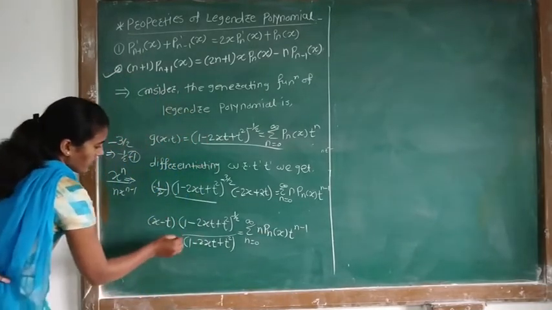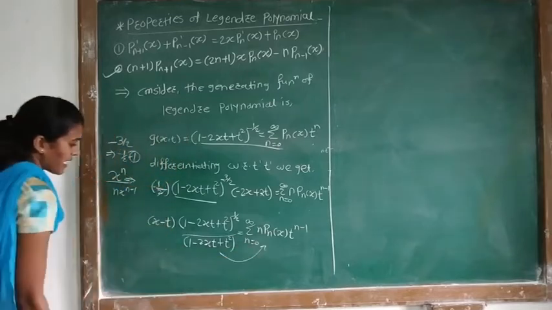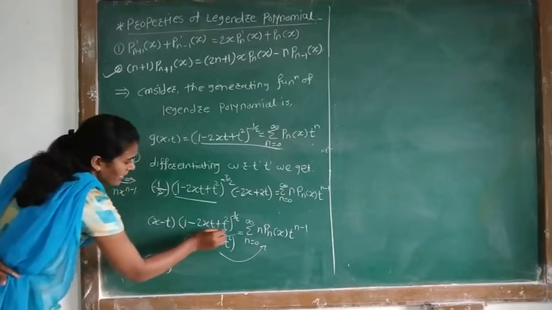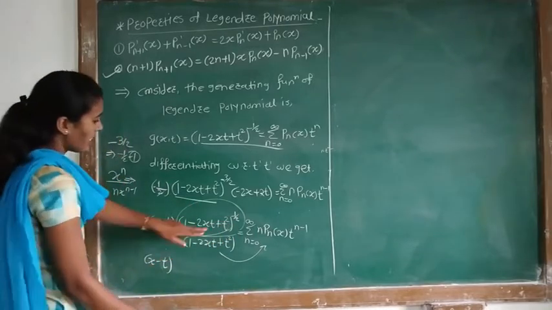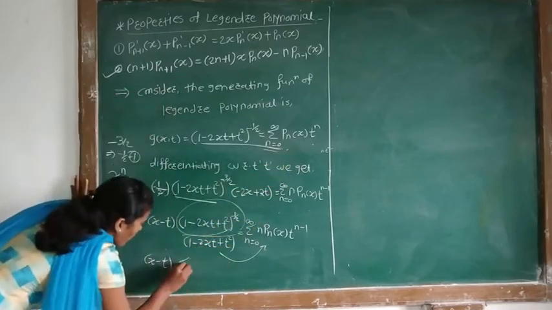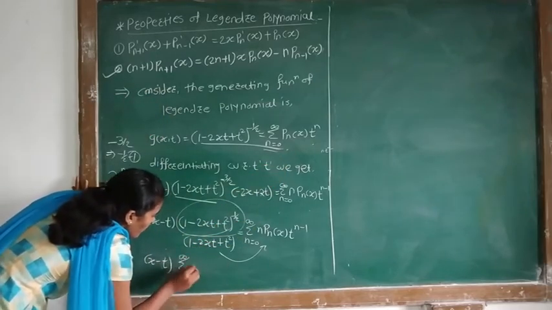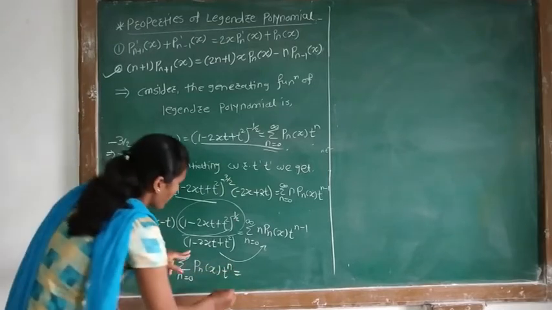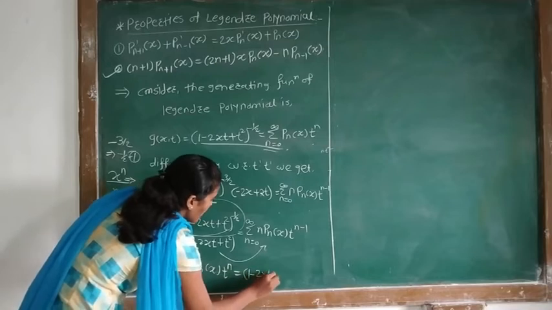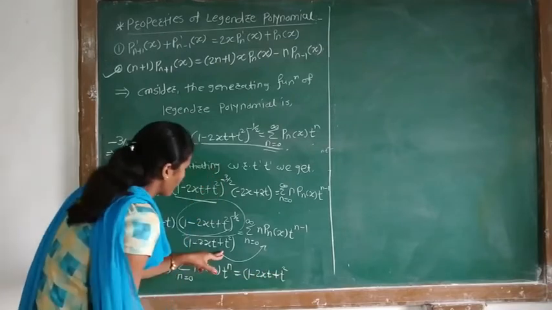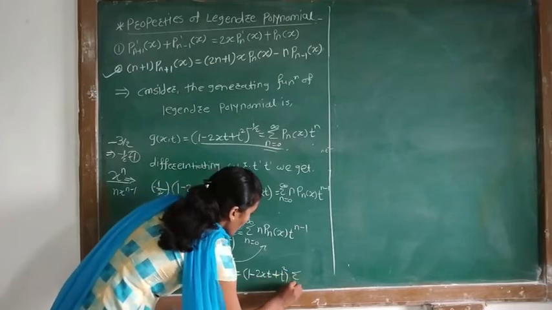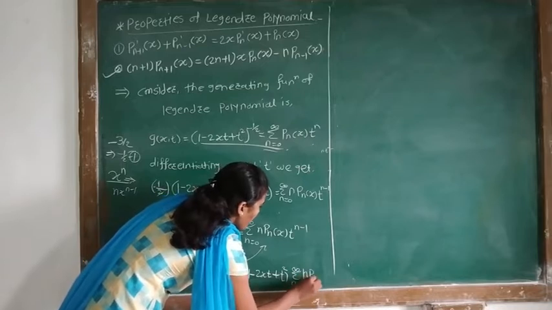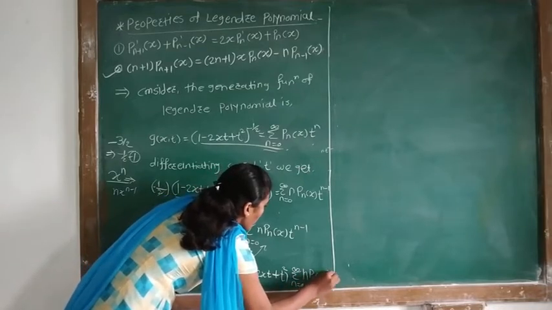Now, this term goes to this side. x minus t into 1 minus 2xt plus t square is the generating function of Legendre polynomial, summation over n is equal to 0 to infinity Pn of x t raised to n, is equal to 1 minus 2xt plus t square into summation over n is equal to 0 to infinity n Pn of x t raised to n minus 1.